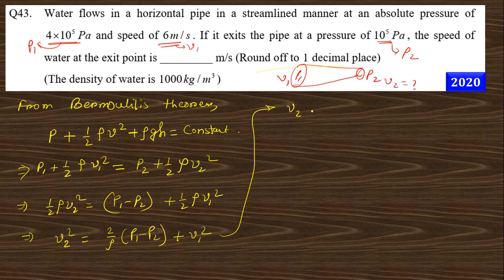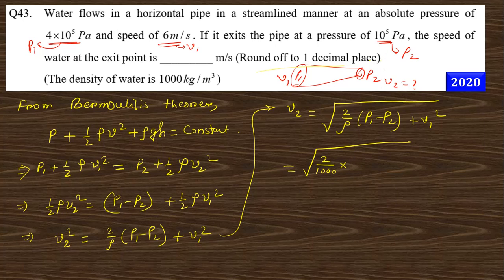So V2 is nothing but root under of 2 by rho times P1 minus P2 plus V1 square. So 2 by rho is 1000, P1 minus P2 is 10 to the power 4 into 10 to the power 5, so this will be 3 into 10 to the power 5, plus V1 square, V1 is 6, so 6 square is 36. So the 3 and 5 cancel out, so this is 600 and 36.